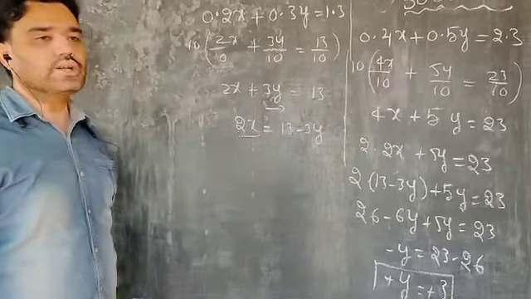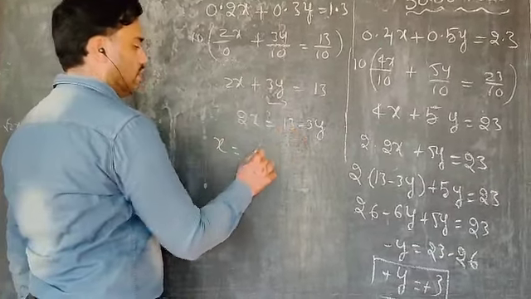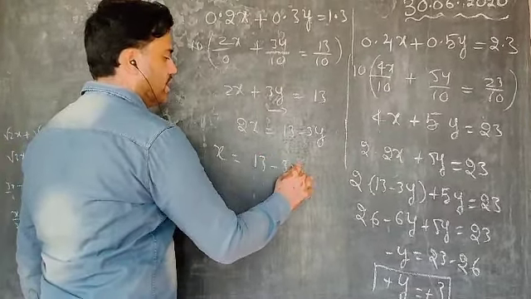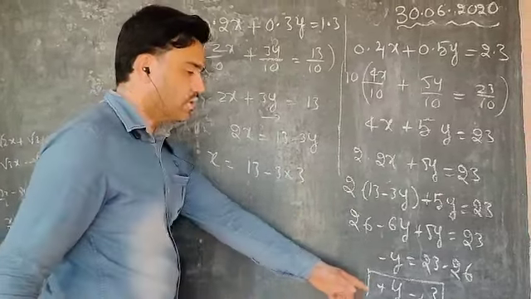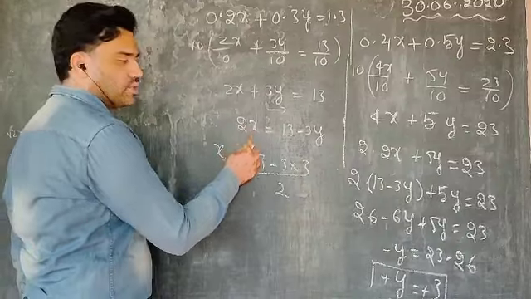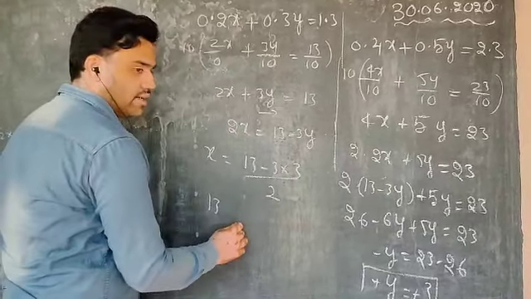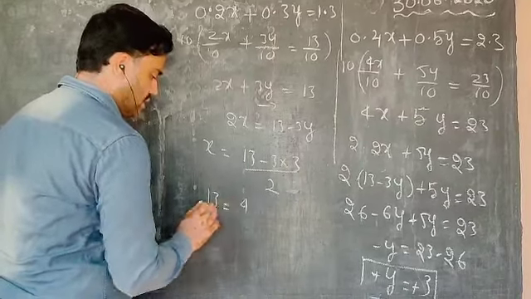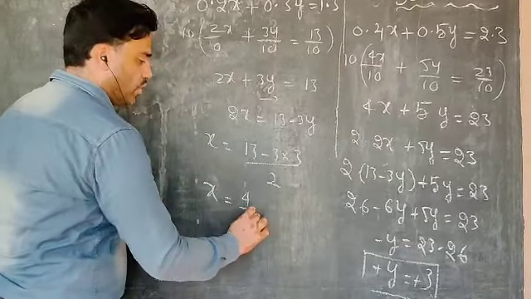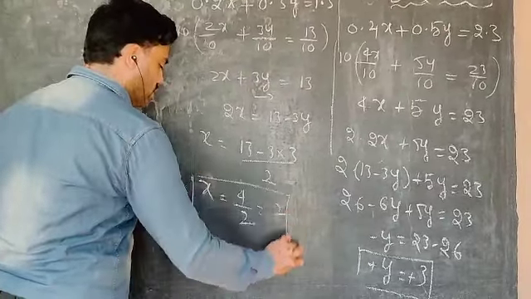So substitute in it, you will get the value of x. So now x is equals to 13 minus 3 into the y value we got now, 3, divided by 2. Why? 2 is multiplying x. If we send it to that side, it divides. So now 13 minus 9. 13 minus 9 is a 4, isn't it? 4 by 2. So 2 2s are 4, x value we got is 2.